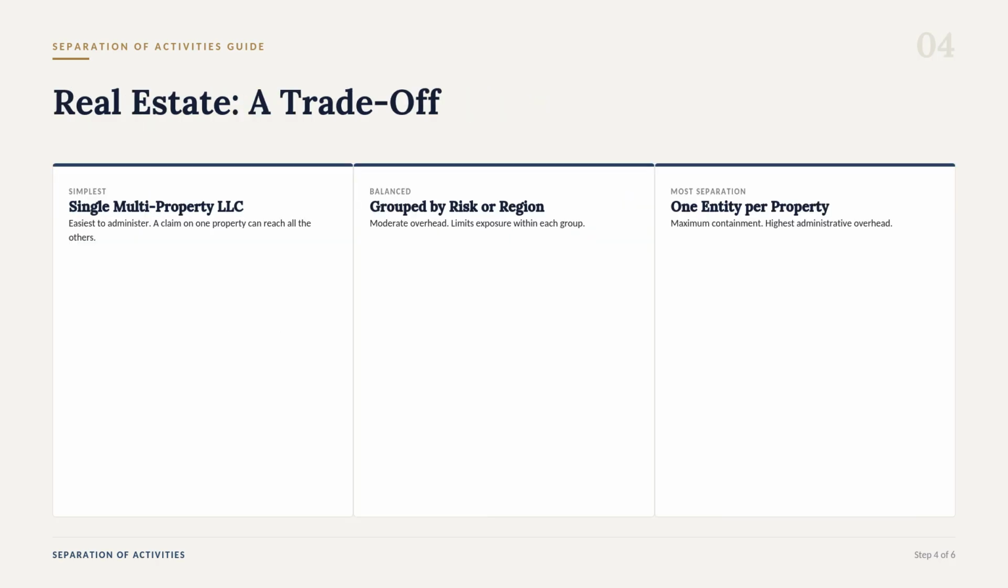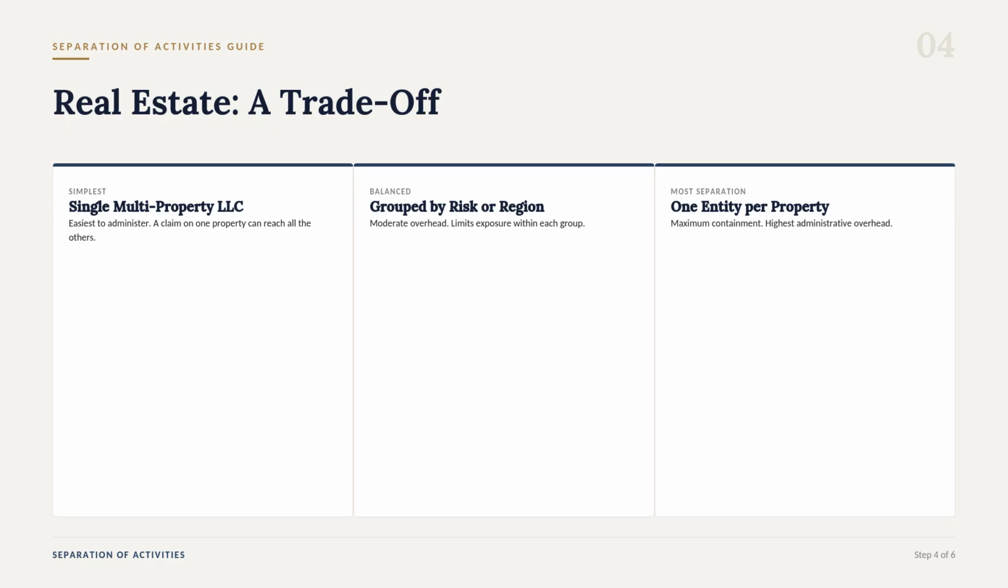Step 4. Treat real estate as its own structural question. Property generates its own liability through premises claims, environmental issues, and landlord-tenant disputes, while also being a valuable asset you want to protect from your operating business. Holding each property, or a small related group, in its own dedicated entity protects the property from the business and the business from the property.